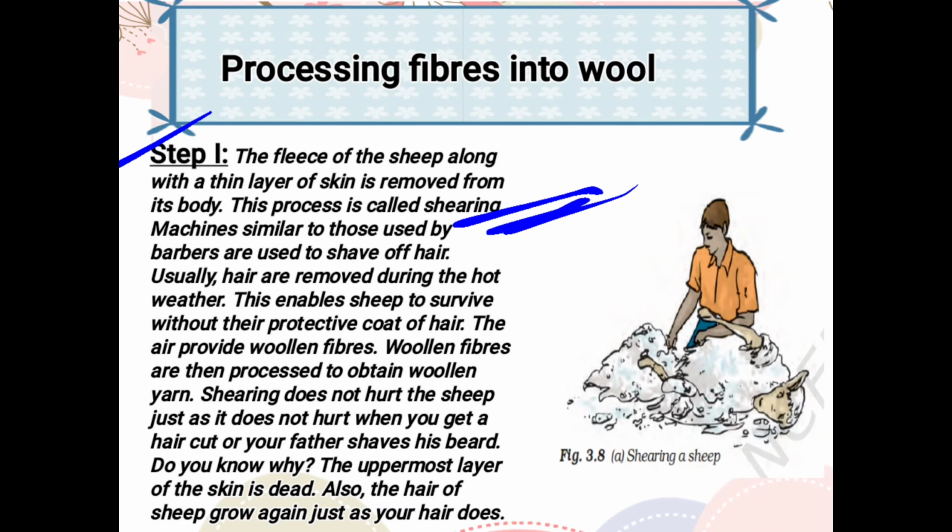So you need not worry that whenever these rearers are removing the hair of the sheep's body, the sheep are feeling pain. No, they are not feeling any kind of pain. Afterwards, whatever hair is removed from the sheep's body, by following some processes, it is converted into wool.